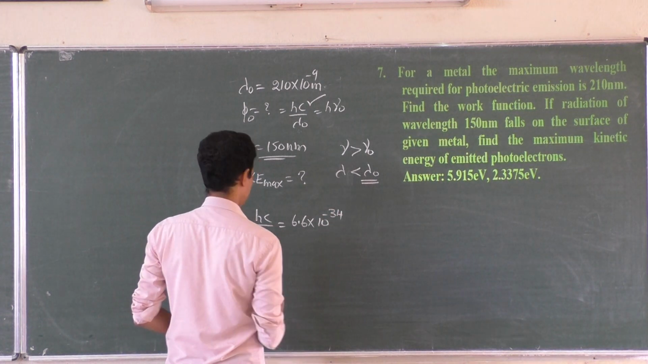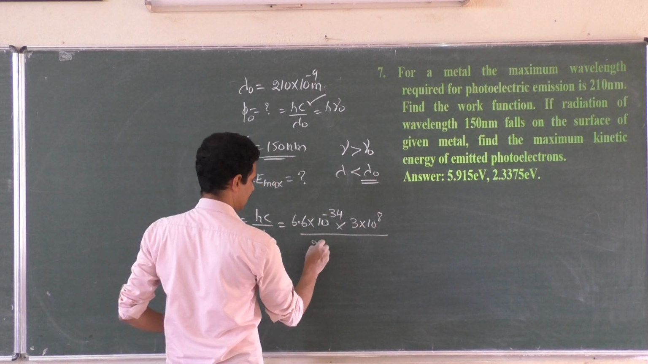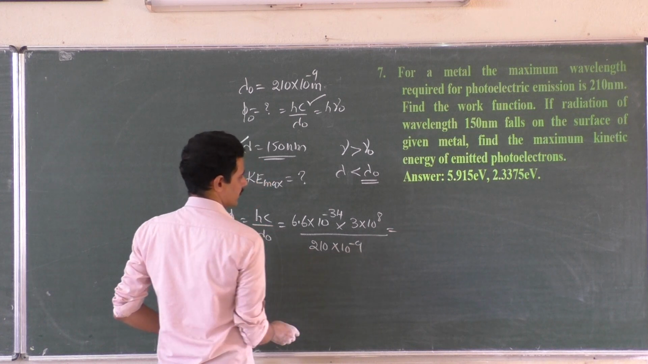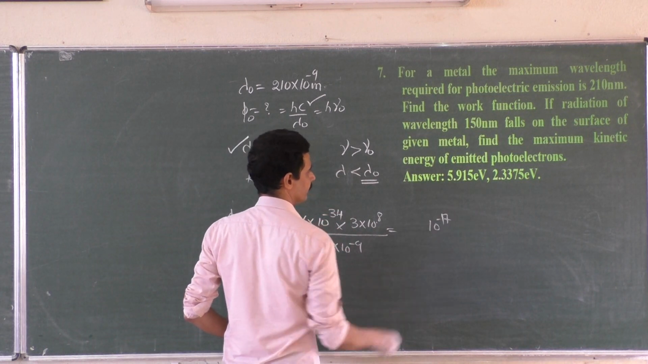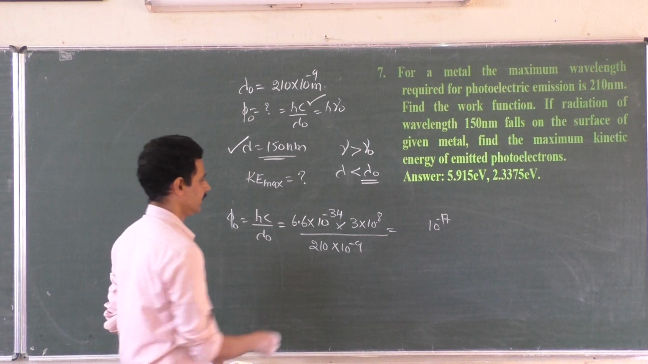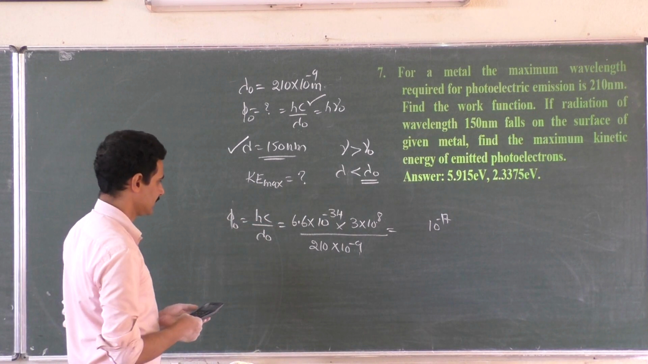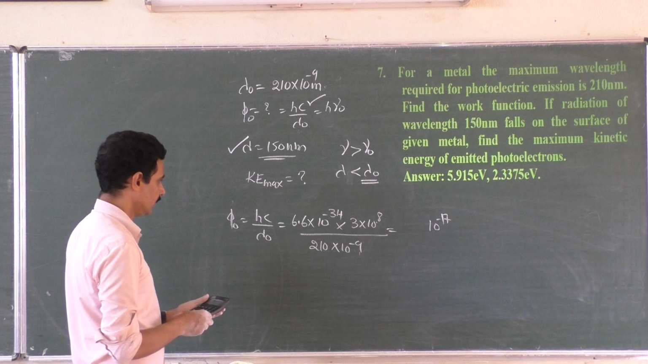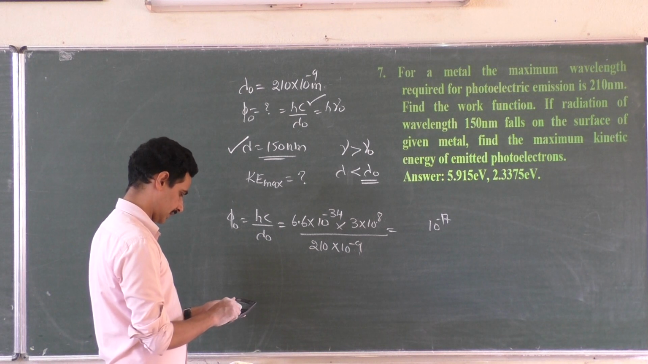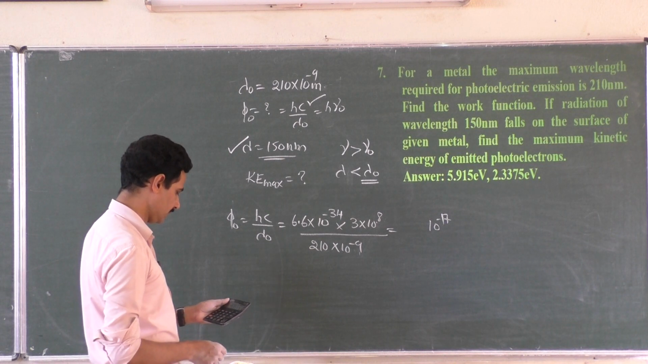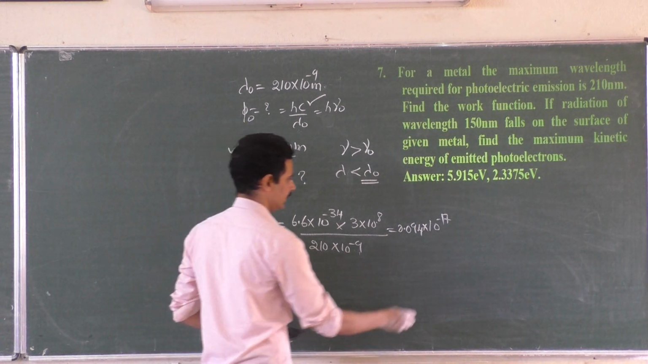6.6 into 10 to the power minus 34, velocity of light is 3 into 10 to the power 8, c by lambda naught. What is lambda naught? 210 into 10 to the power minus 9. So minus 9 plus 9, 17 minus 34, minus 17. Okay, correct? On the calculator, 6.6 into 3 divided by 210 gives you 0.094 into 10 to the power minus 17 joules.